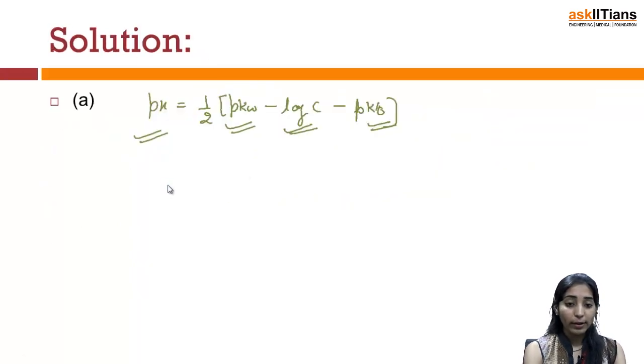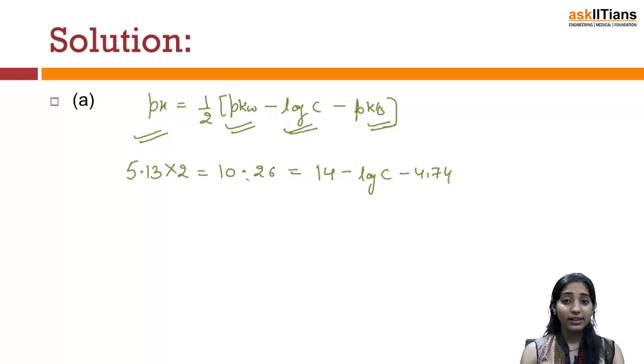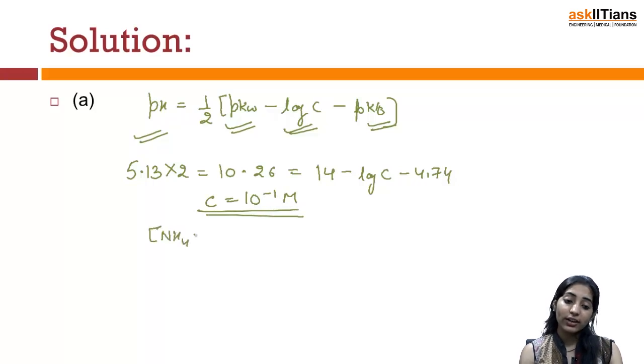Since the pH is given to be 5.13, I can very easily write 5.13 into 2 will be nothing but 10.26, and the value will be 14 minus log of C minus 4.74. So if I solve this particular equation, I'll get the value of C as 10 to the power minus 1 molar. Now this is the concentration of NH4Cl which we are referring to. So I can say that the concentration of NH4Cl that should be taken to get a pH of 5.13 is 10 to the power minus 1 molar.